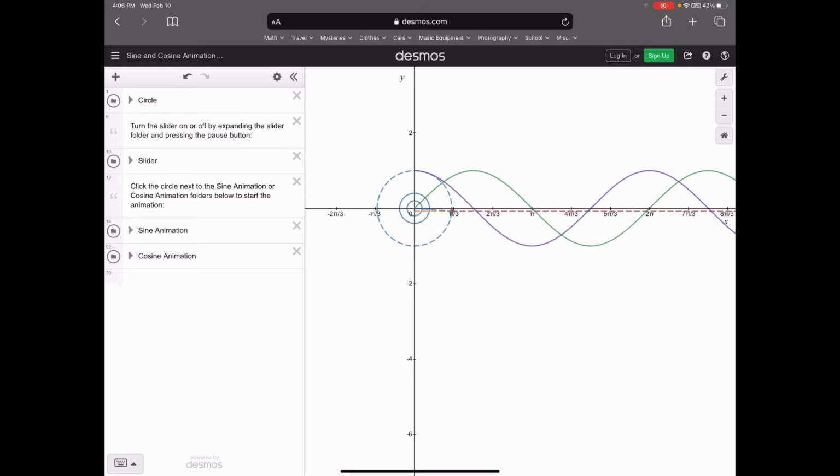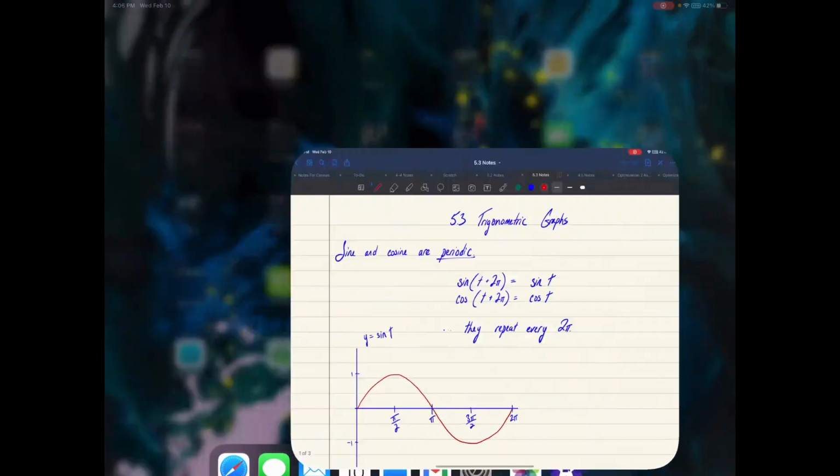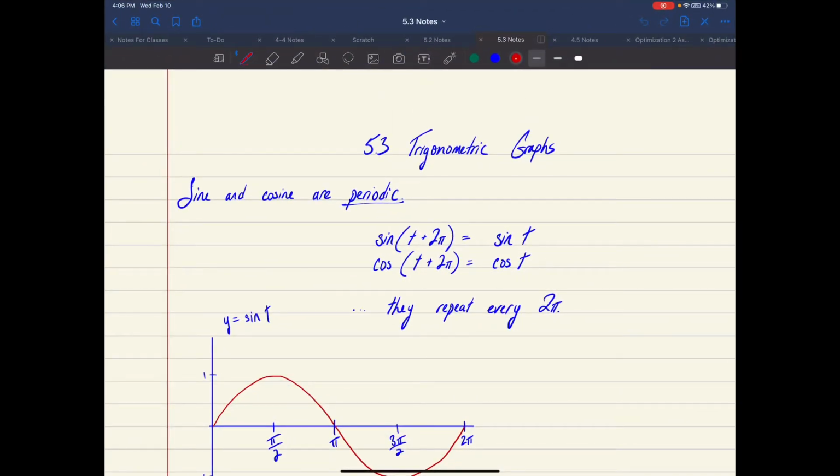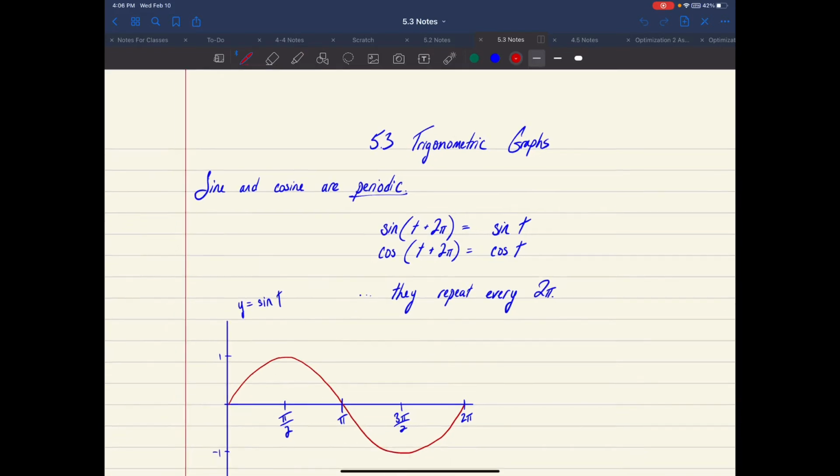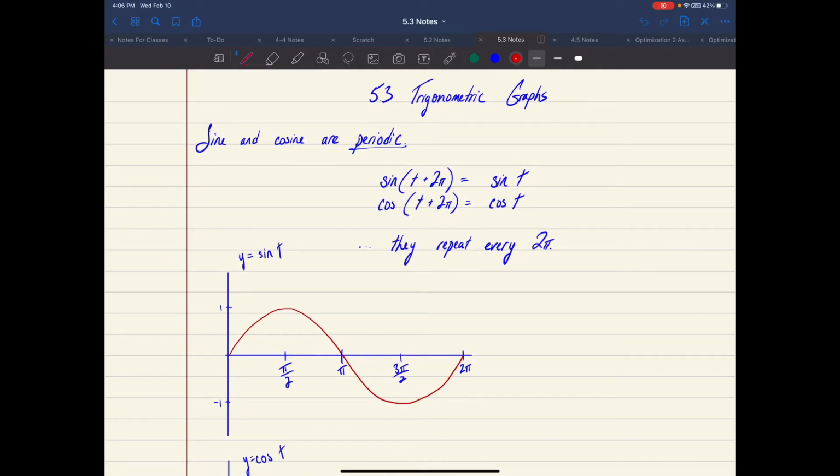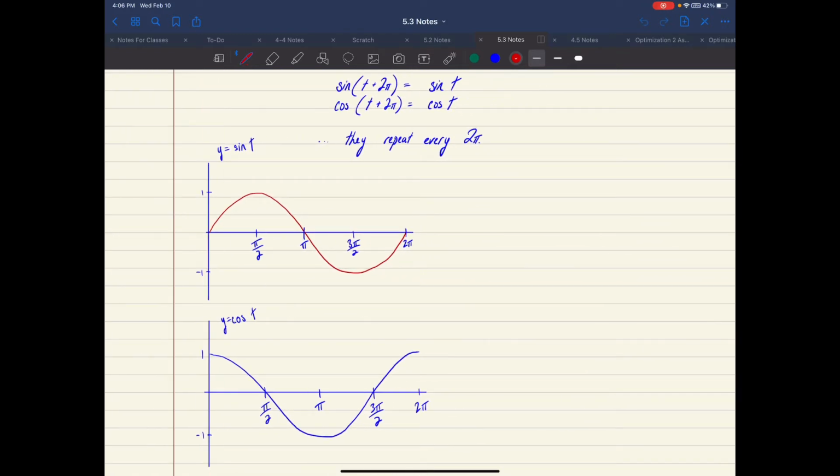So I'm going to go back to the notes. And here we are. Okay, so y equals sine t is here, and we have cosine, which is right there. Both of these graphs are the parent functions, so we're going to use these to graph transformations on sine and cosine.